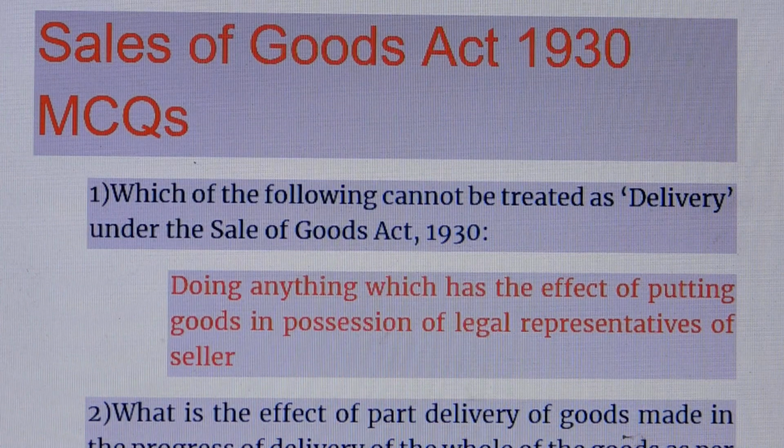Friends, today we will see MCQs of Sale of Goods Act.